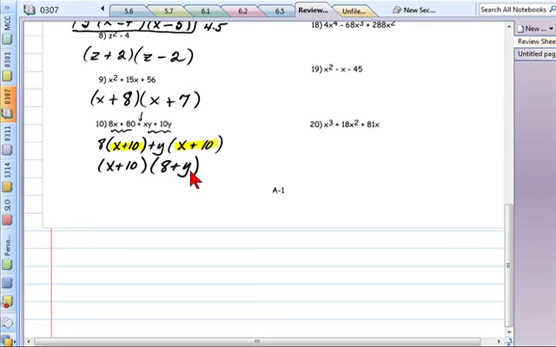You can check it with FOIL. The product of the first is 8x. It's right there. The outer product is xy. Well, it's down here, but it's still around. The inner product is 80. It's right there. The product of the last is 10y. So all terms are there. They're just not in the same order that I got them.